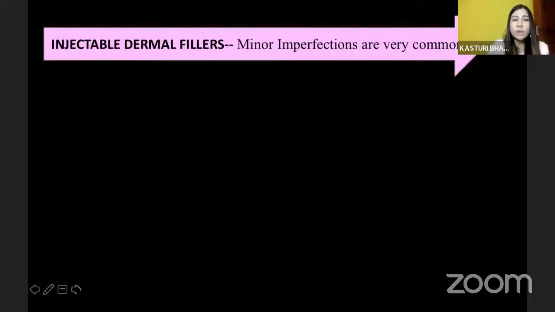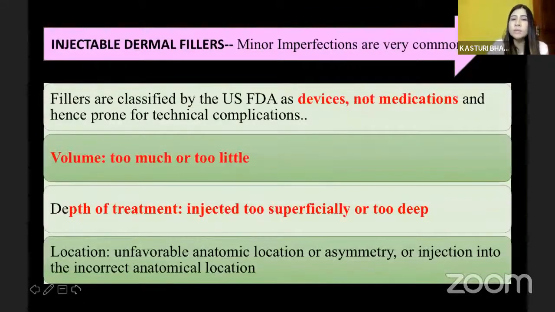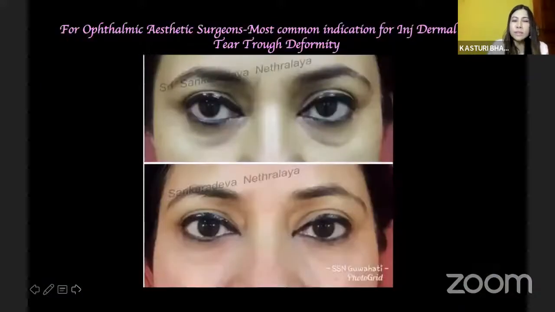As already mentioned by Aparna, we all know that these minor imperfections are very common in dermal fillers because it is classified as a device and not a medication. Like medication, we have one tablet TDS, but for fillers, we do not have any fixed volume, we do not have any unit. So sometimes the main complication that can occur is volume too much or too less. The depth can be too superficial or too deep, or there can also be some unfavorable anatomic site of injection.